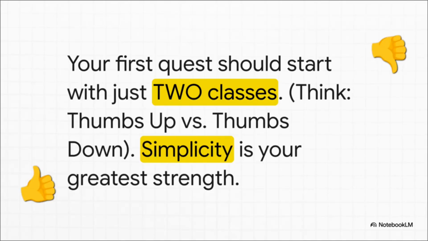But before we finish up, I want to leave you with one last tip. And I mean it. This is probably the most important piece of advice for anyone just starting out. And it all comes down to one single number: 2. And here it is. When you build your very first model, start with just 2 classes. That's it. Don't get ambitious and try to teach it 10 different things at once. Just do thumbs up versus thumbs down, or cat versus dog. Get that working perfectly first, because when you're starting out, simplicity is absolutely your greatest strength.